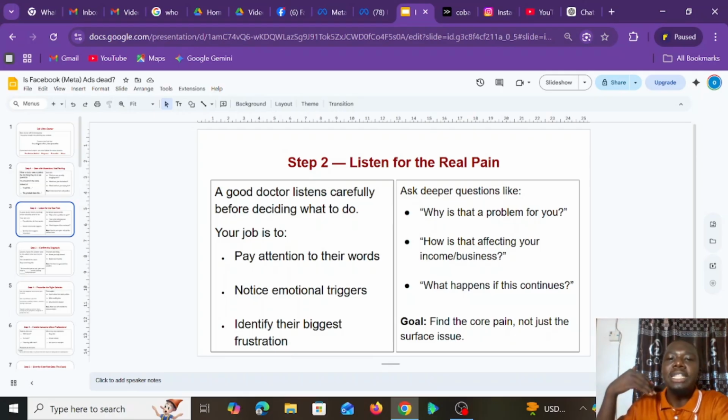So the reason why you need to listen to their real problem is so that you can find the core pain, not just the surface issue. The core pain, not just the surface issue. Now, for the example I just gave you, my prospect is having issues: they're not making sales in their affiliate marketing business. Why? They're not getting leads. They have tried organic methods, and they're not getting results. So three problems. But what is the core? The core is that they are broke, and that might lead them to quitting affiliate marketing.